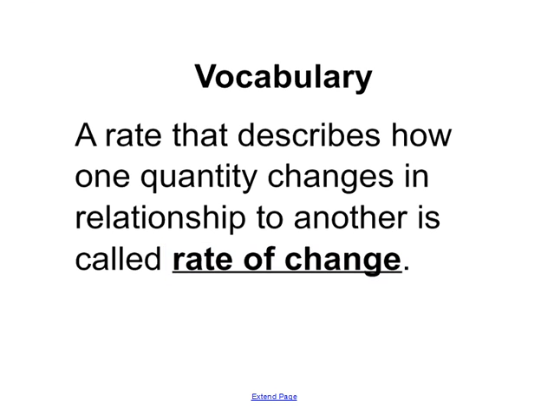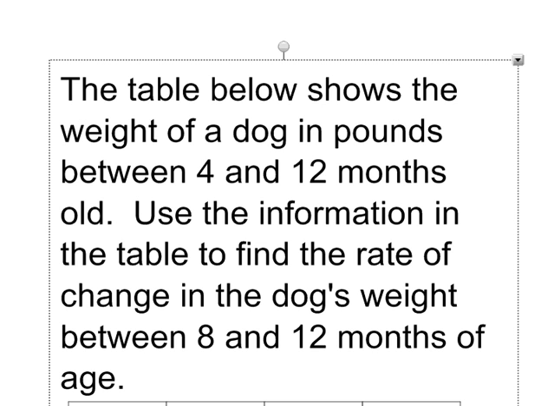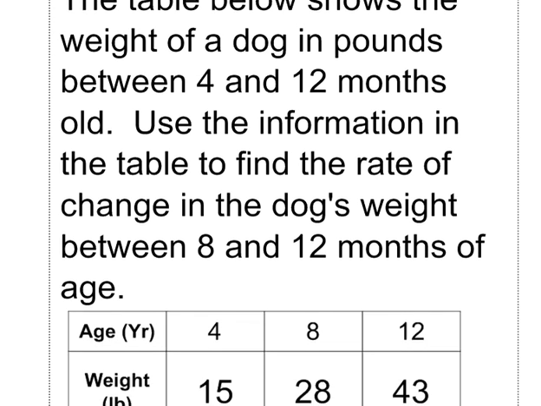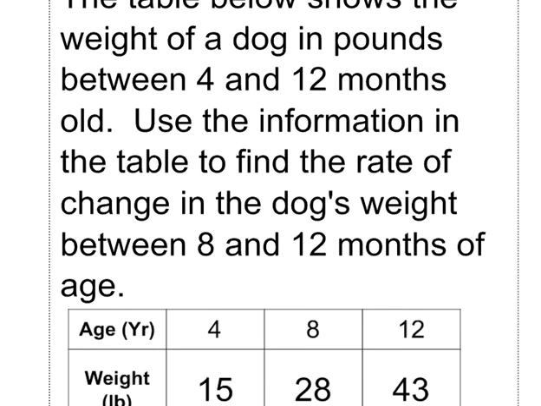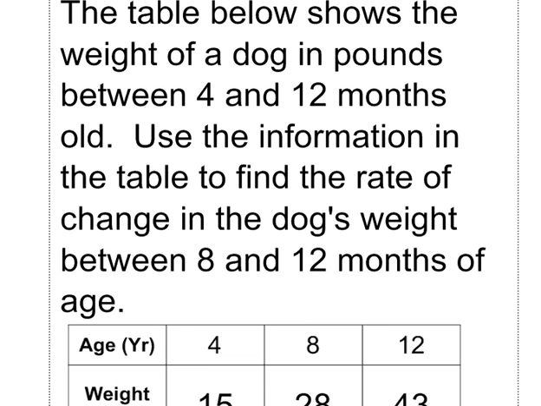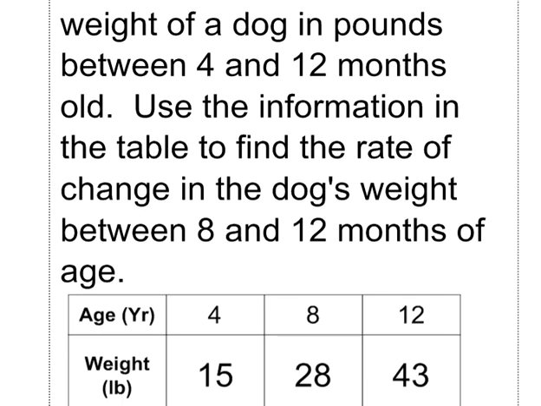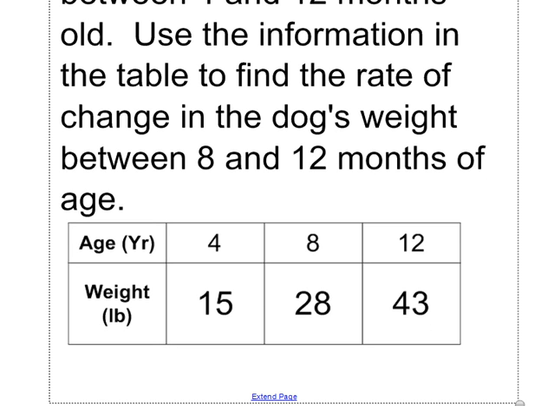And here's its definition. A rate that describes how one quantity changes in relationship to another is called its rate of change. So let's jump right in and do a problem here. The table below shows the weight of a dog in pounds between 4 and 12 months old. Use the information in the table to find the rate of change of a dog's weight between 8 and 12 months of age.